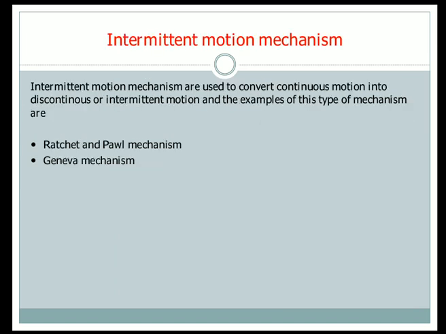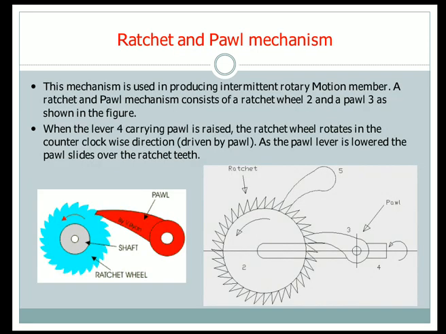So we shall move to the next type of mechanism, that is the intermittent motion mechanism. Intermittent motion mechanisms are used to convert continuous motion into discontinuous or intermittent motion, and examples of this type of mechanism are the ratchet and pawl mechanism and the Geneva wheel mechanism. So here the continuous motion is converted into discontinuous or intermittent motion. This type of motion is called intermittent motion mechanism. There are two types. We shall see the first one, the ratchet and pawl mechanism.